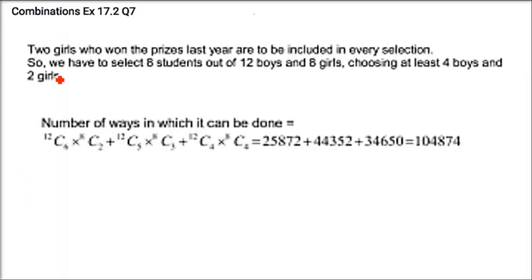From a class of 12 boys and 10 girls, 10 students are to be chosen for a competition, at least including 4 boys and 4 girls. The 2 girls who won the prizes last year should be included. In how many ways can the selection be made? So you have 12 boys and 10 girls. So we have to have 10 students in all. Two girls you have to always include. So in 10 girls you just remove 2. You just have 8 girls.